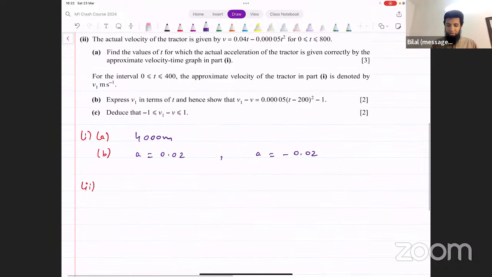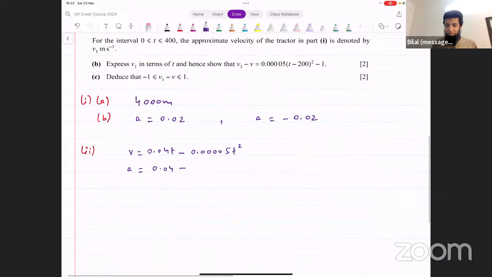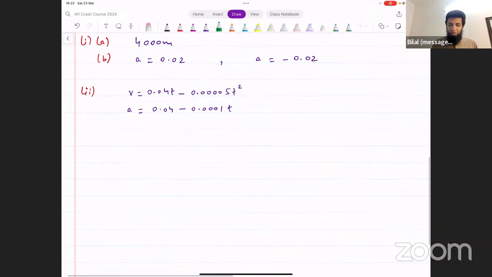Now, how do you do that? You have the velocity function given. The velocity function is 0.04 times t minus 0.00005 t squared. You can find the acceleration function by just differentiating it. A equals 0.04 minus 0.0001 times t. That's the acceleration function. Now, all you have to do is put a equal to 0.02 first to see when the acceleration is actually equal to 0.02. That will give you one time value.